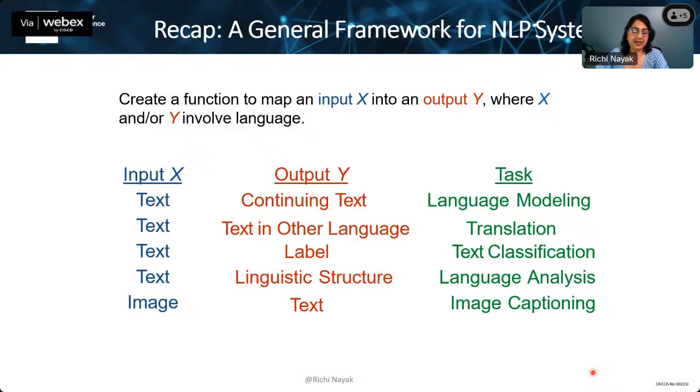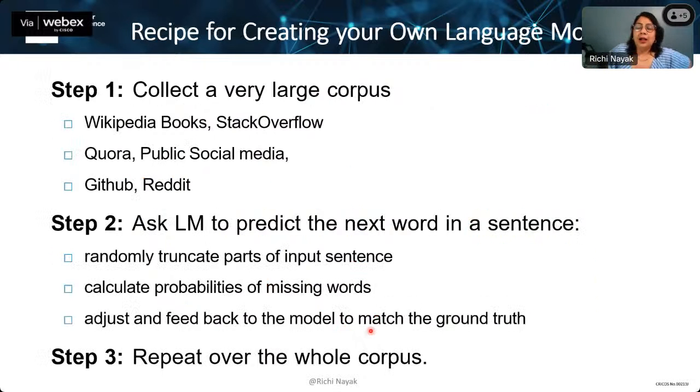So just a recap of NLP systems: given input, if the output is continuing text, it's language modeling; a text in another language, it's translation; if we are predicting a label, it's classification or language analysis; if it's image to text, image captioning. There is now a lot of multimodal data; models would accept the image as input and then produce text as output. Based on this information, we can create any language model. What we need is a very large corpus. The current systems use Wikipedia, books, Stack Overflow, Quora, public social media, GitHub, Reddit. So they have all kinds of information there.